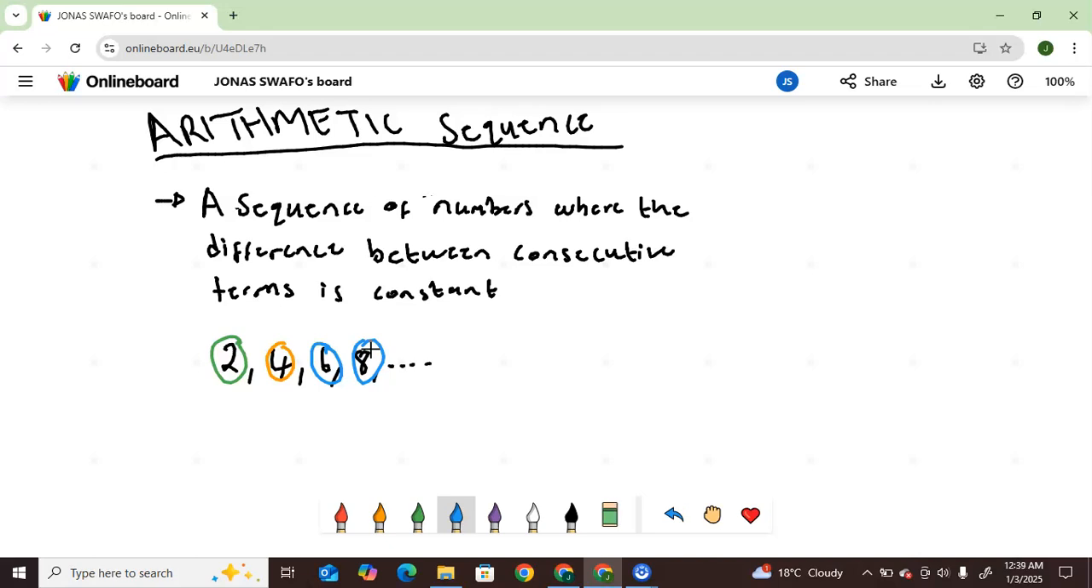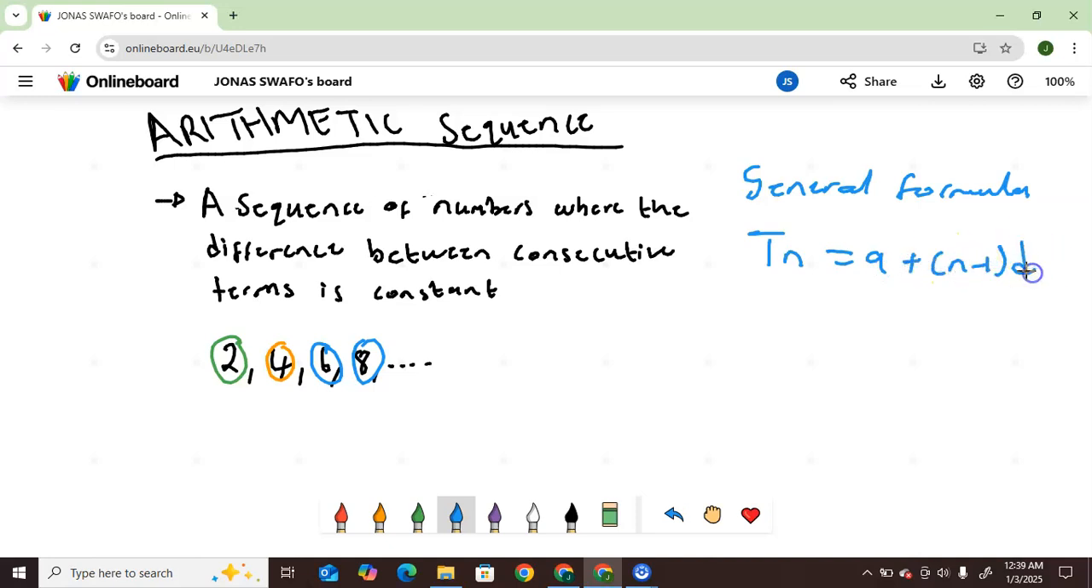So now, in mathematics, we usually like to put things into a formula. So with an arithmetic sequence, we have what we call the general formula. What is the general formula of an arithmetic sequence? It's Tn is equal to A plus (n minus 1) multiplied by D.